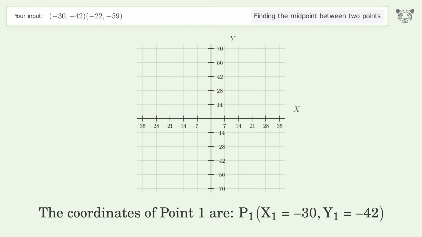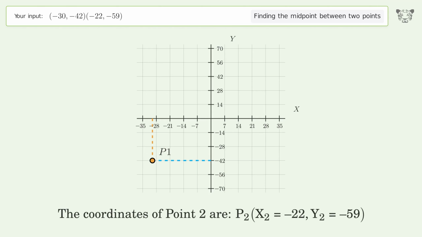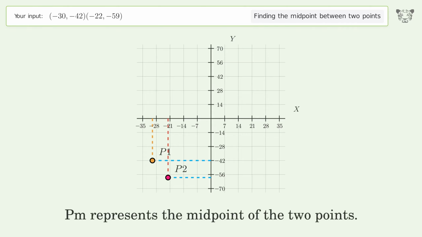The coordinates of point 1 are, x1 equals -30, y1 equals -42. The coordinates of point 2 are, x2 equals -22, y2 equals -59. PM represents the midpoint of the 2 points.